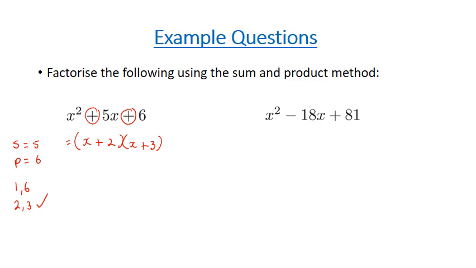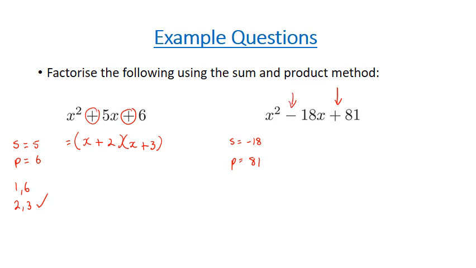In our second example, we have a sum of negative 18 and a product of positive 81. Therefore, I need two numbers that when I add together give me negative 18, and when I multiply them together give me a positive 81. I know this is a positive number, which tells me that the two numbers I'm looking for are going to have the same symbol in front. So it's either going to be 2 positive or 2 negative.